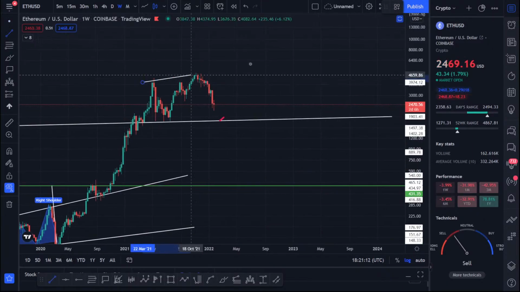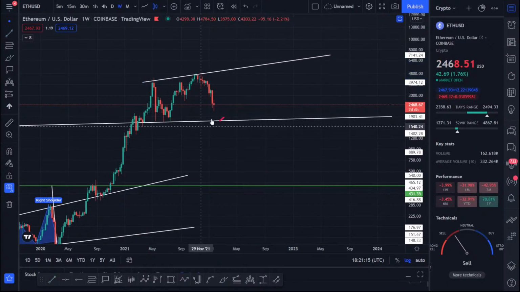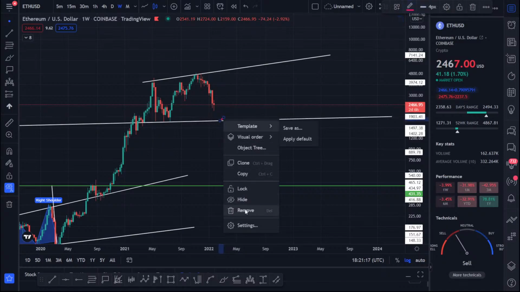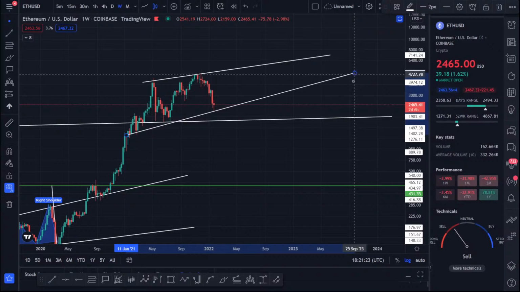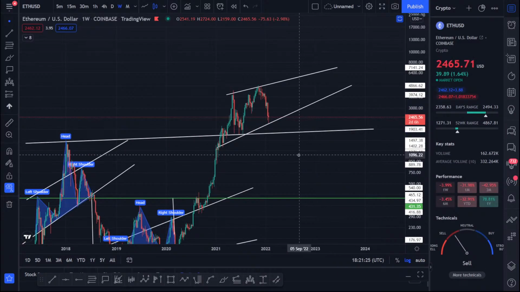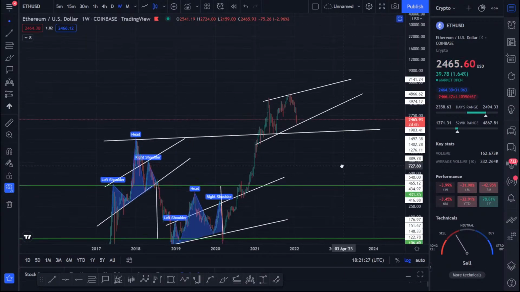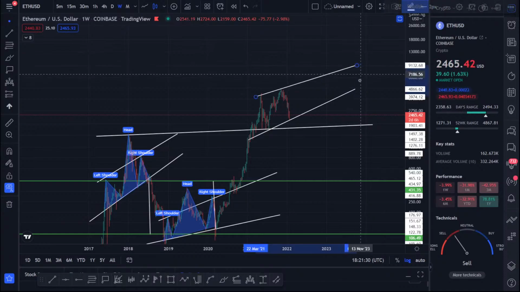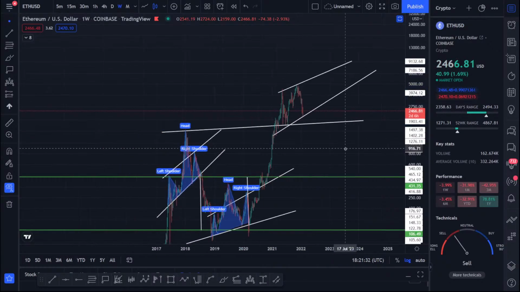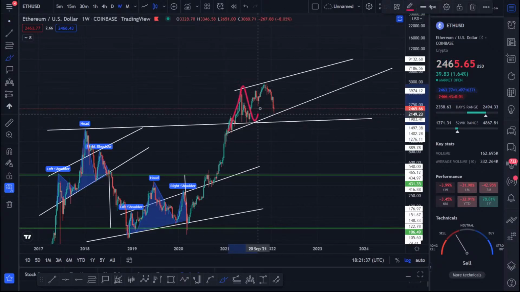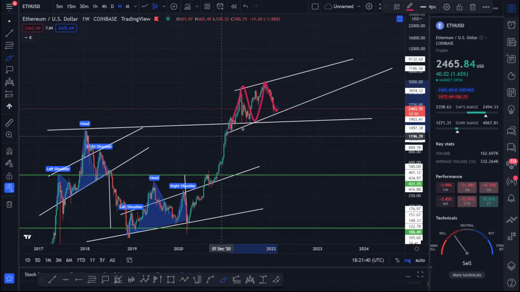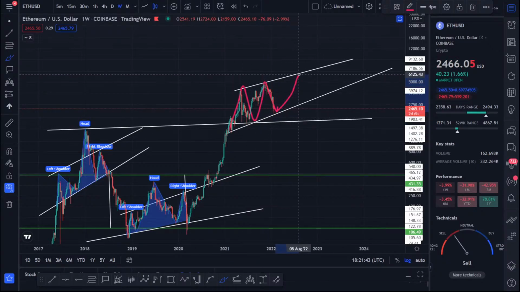You can also do something like this. If you find support here, let's say it's not coming down further, then this is what's going to happen. It can create this rising wedge. It can do something like this within this pattern if it doesn't break this support, like this, till it decides to break this resistance.